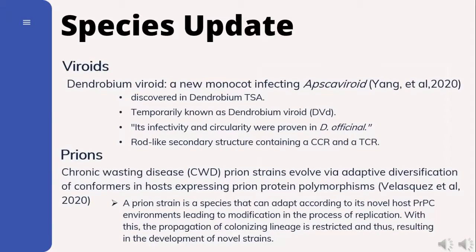On prions, chronic wasting disease or CWD is a type of TSE that causes a fatal spongy degeneration of the brain. It mainly affects cervid or deer species, which leads to emaciation, abnormal behavior, and loss of bodily functions. It is caused by an unknown spectrum of prions and little information on prion evolution is known.